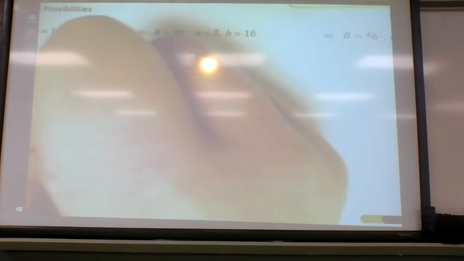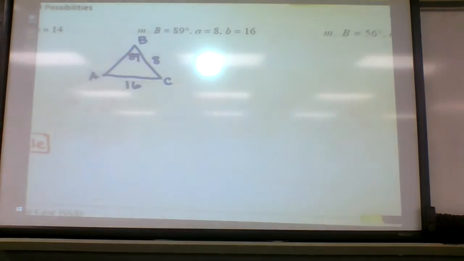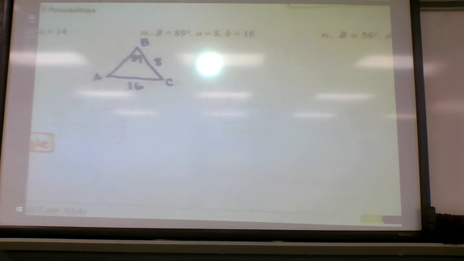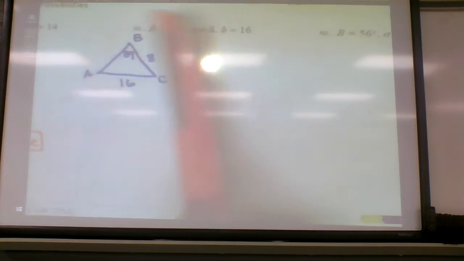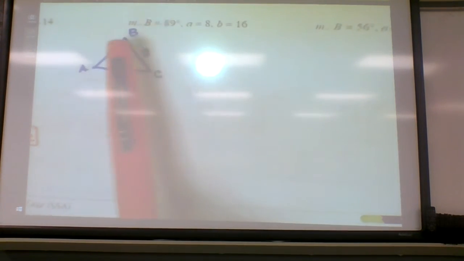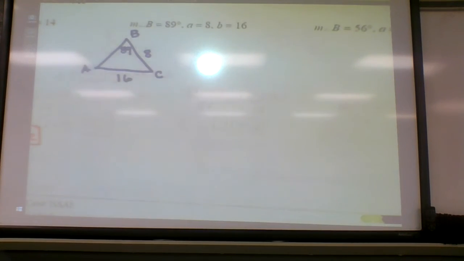All right, let's try the next one. So let's draw ourselves a triangle. We have angle A, B, and C. 89. Little a is 8, and B is 16. All right, so we have to check because we have side angle, right? Angle, side, and our angle is acute. So this is a possible, we have to kind of look into it.